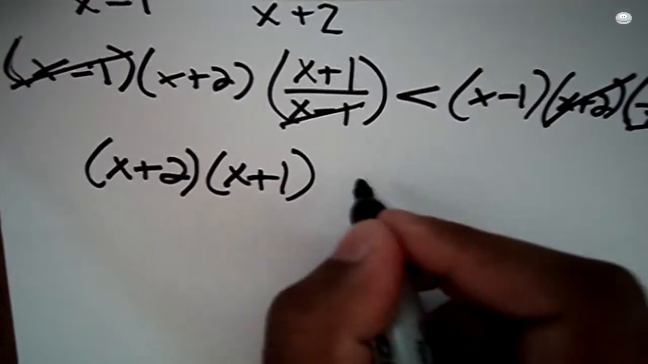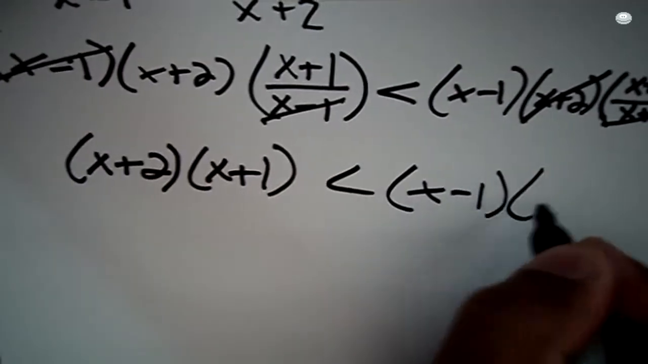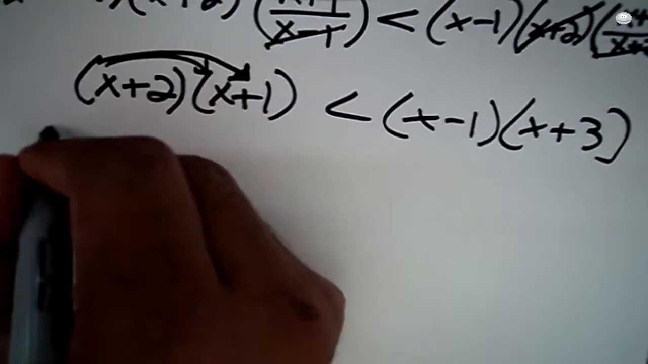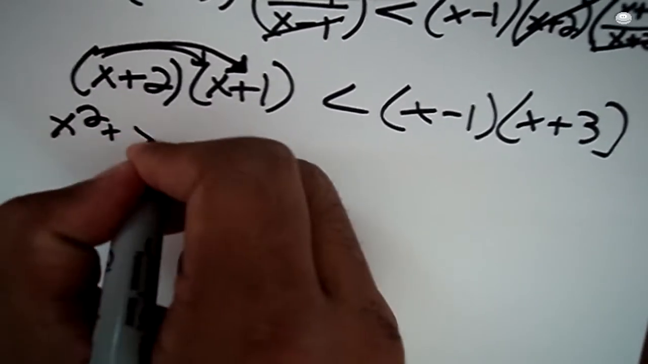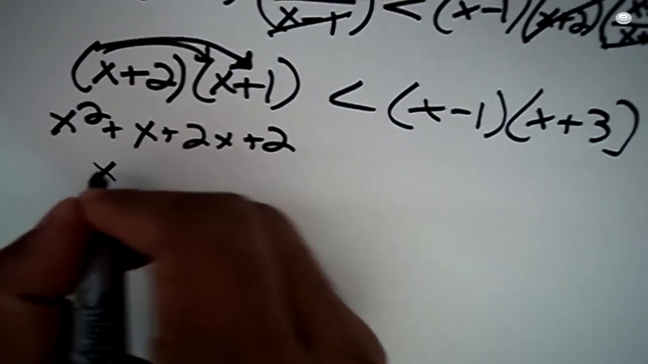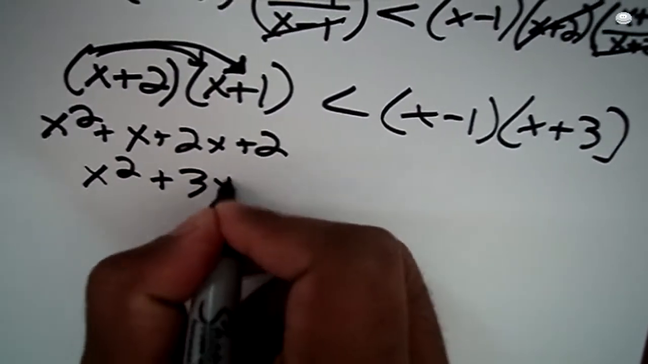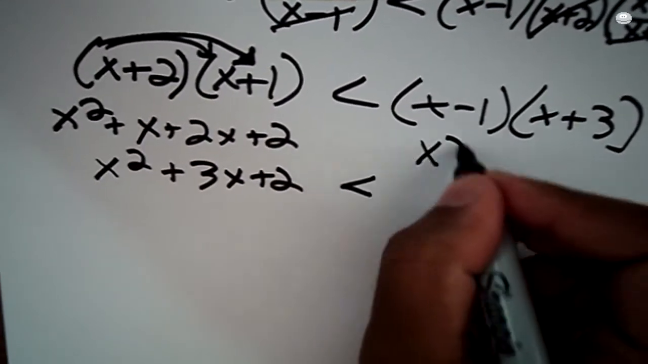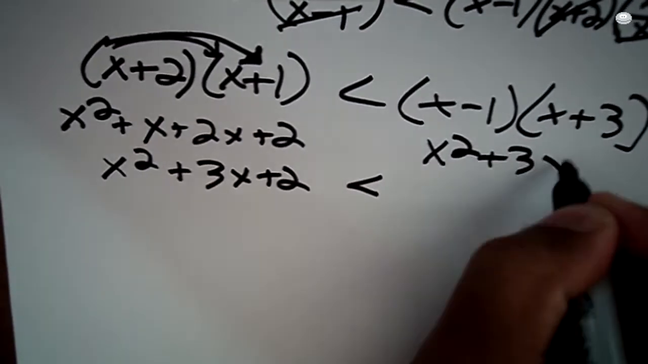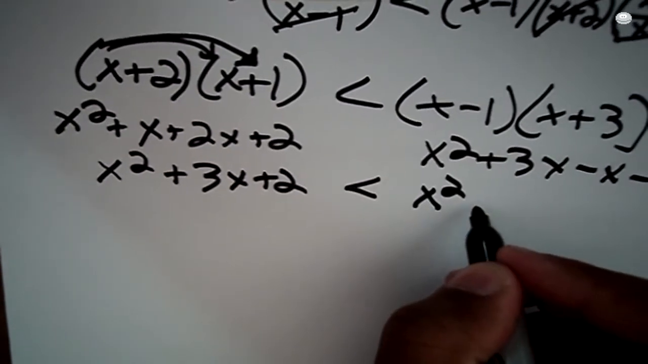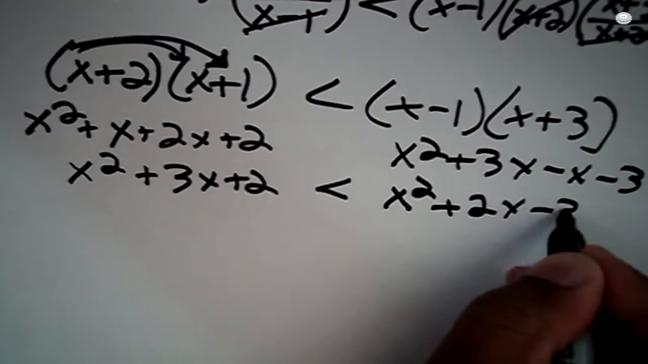x plus 1 times x plus 3. Okay, to expand, I multiply. So you get x squared plus x, you get 2x plus 2, you get x squared plus 3x plus 2. Just here you get 3x plus x. Aha, okay, there we go.